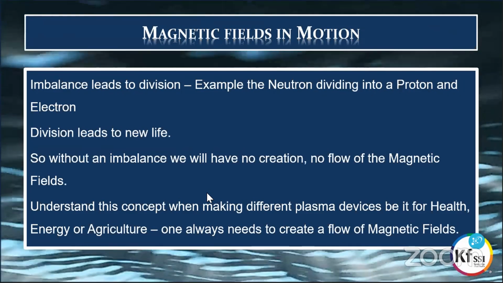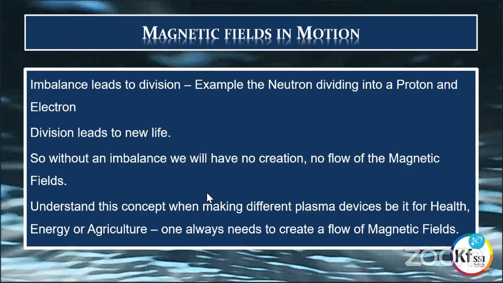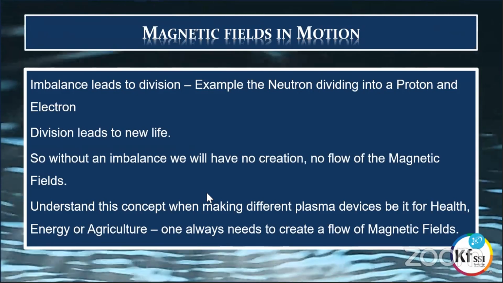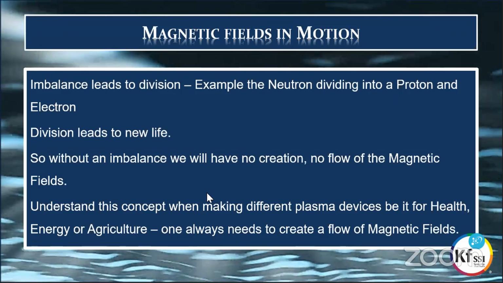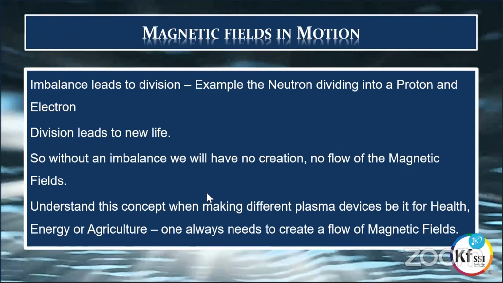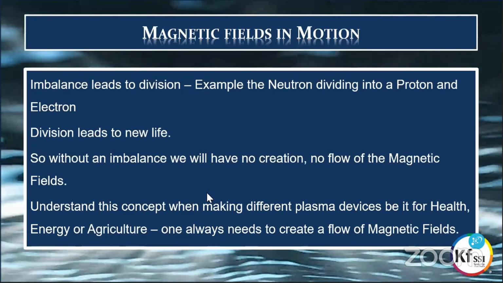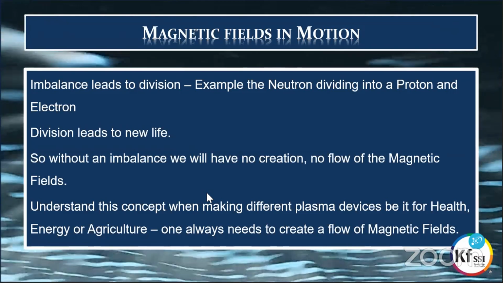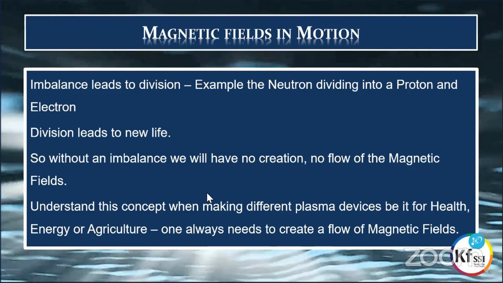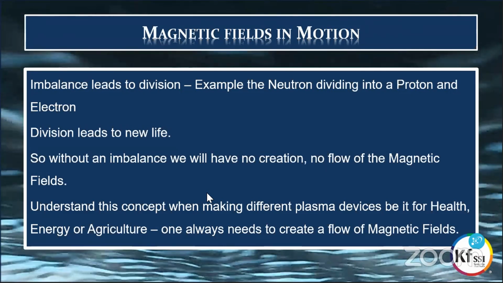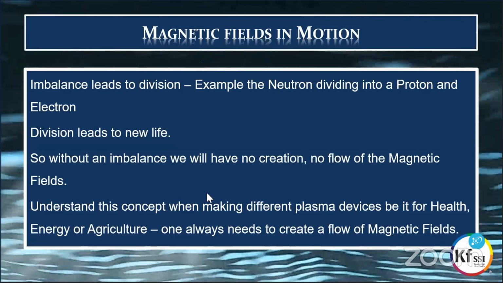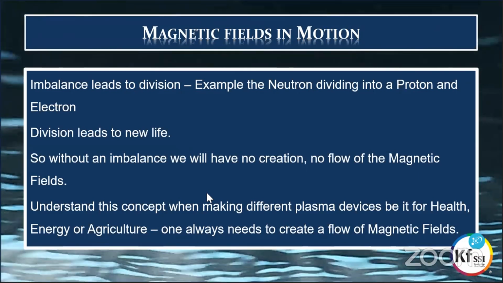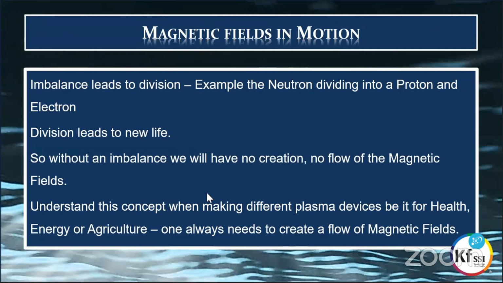We have to understand this concept when we start making our different devices, whether it's for health, energy, or agriculture: one needs to always create a flow of magnetic fields. Because without a flow, there is no imbalance, and then there's no life. So in all our devices, we have to have that flow from stronger.